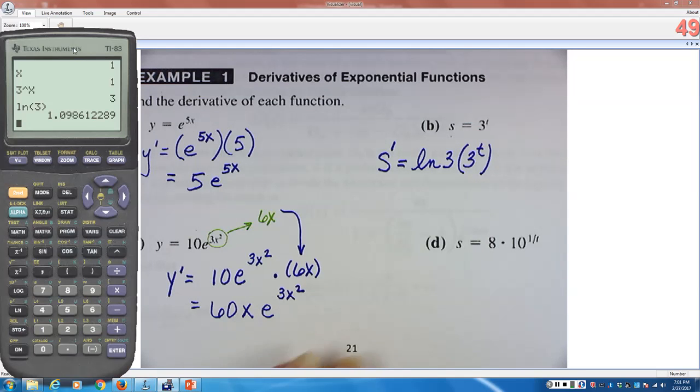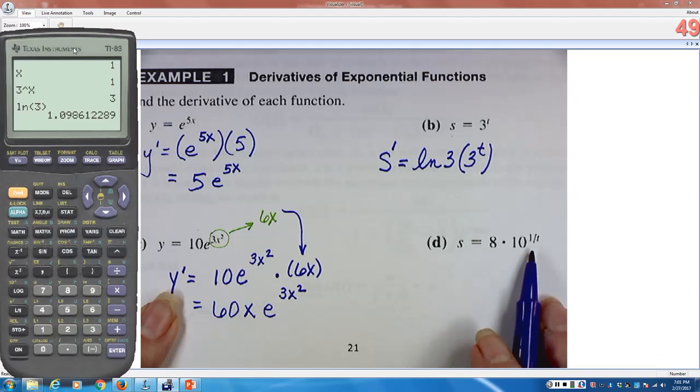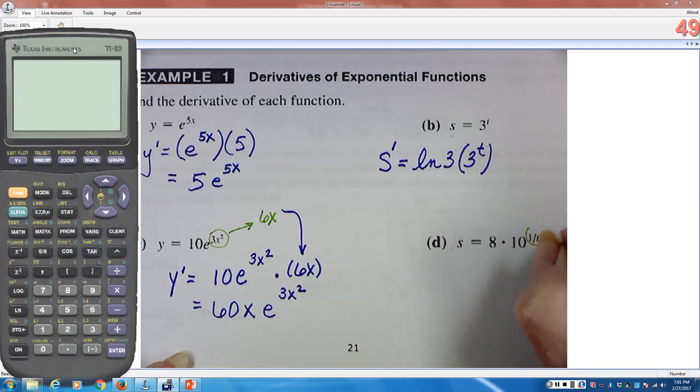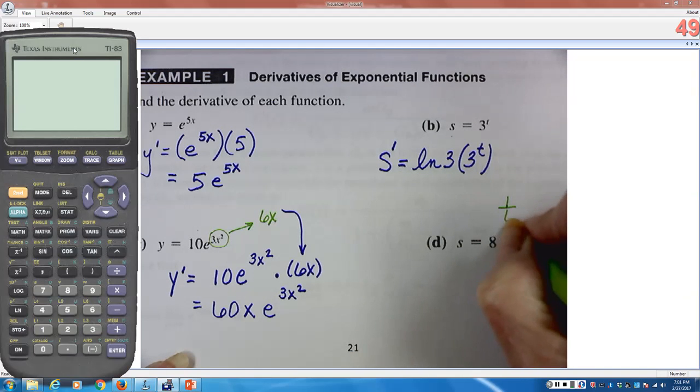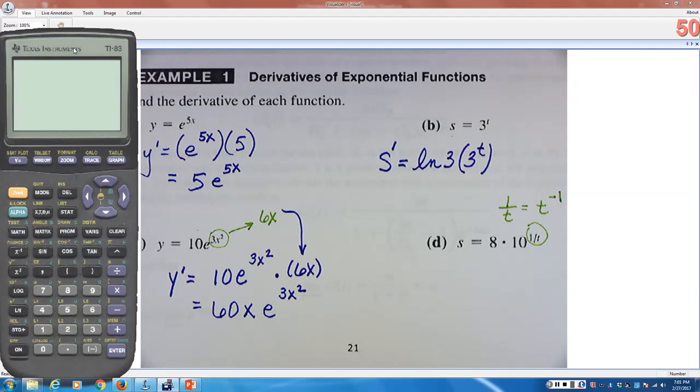The last one is very similar to this one. The only difference is we have to realize that, again, here we've got a power, and its power is 1 over t. And 1 over t is equal to t to the negative 1. So when we take the derivative of t to the negative 1, that's going to wind up being negative t to the negative 2.